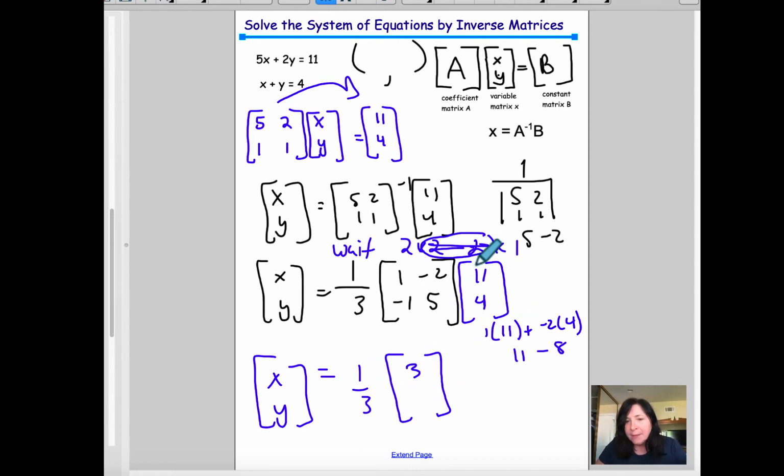Good. Okay, then I'm going to find row 2, column 1. So that's this row, row 2, column 1, right? And I'm going to multiply -1 times 11 and plus 5 times 4, so 5 times 4. So that's going to be -11 plus 20. That's 9, right?